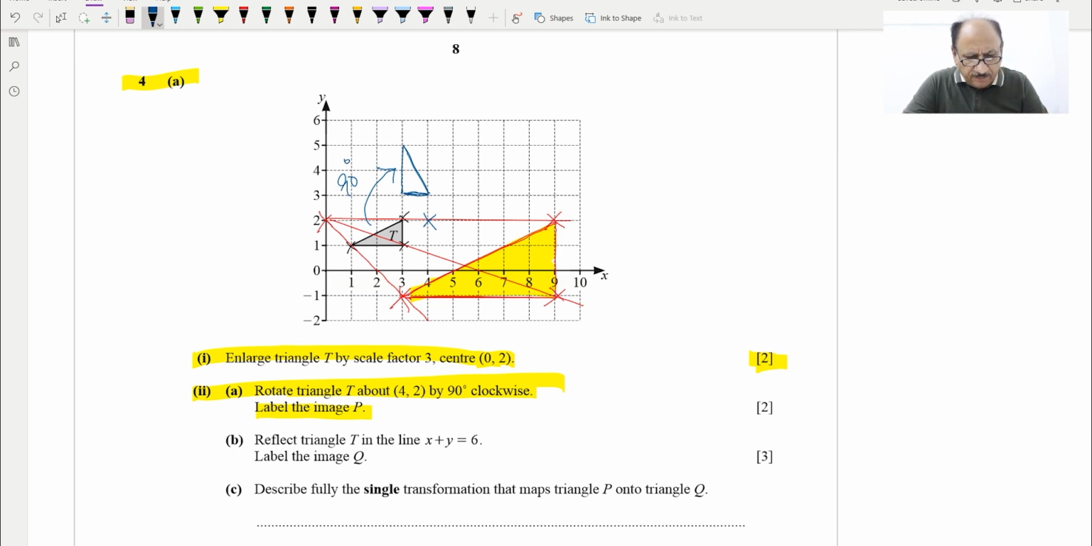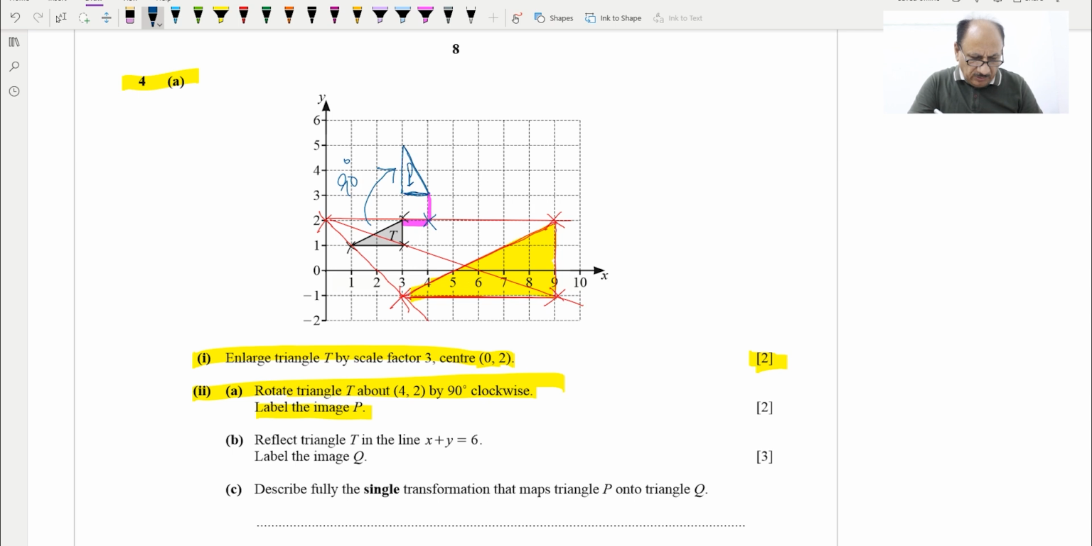And further, how will we check that it's 90 degrees? You can check this and this one. The corners are making an angle of 90 degrees, and we need to label this drawing as P. So we will be labeling this as P.